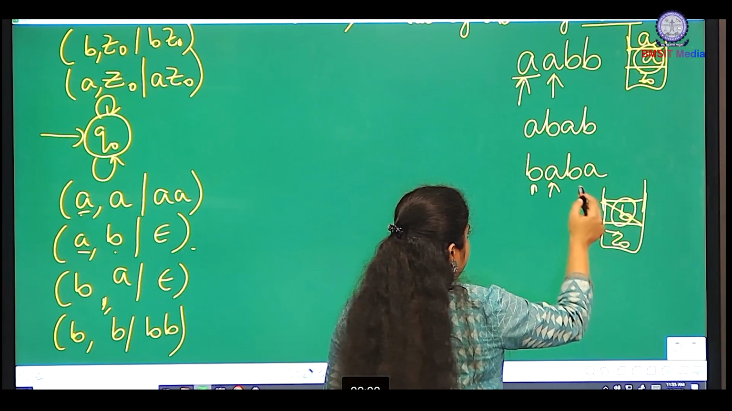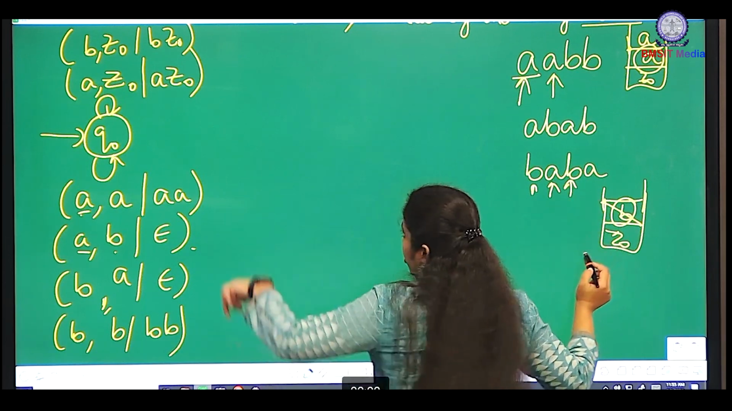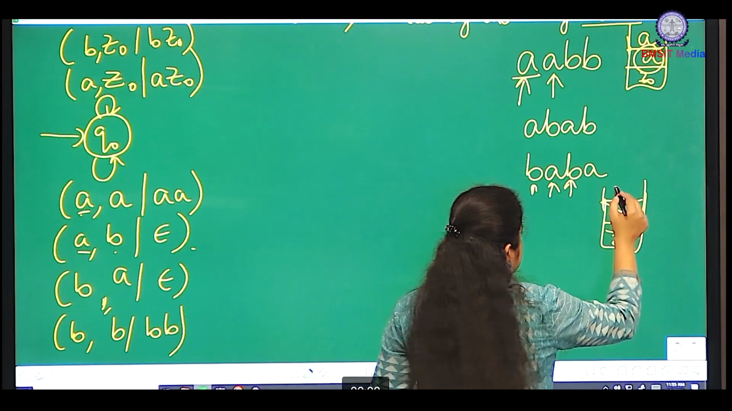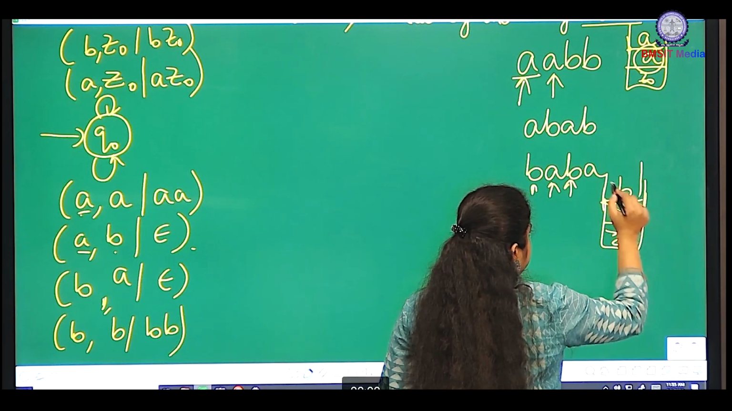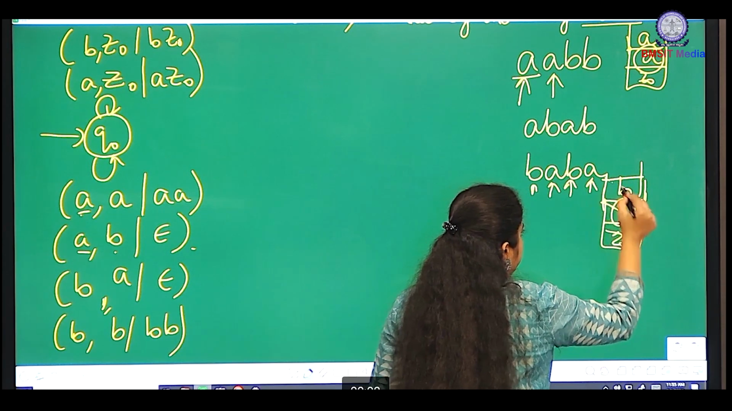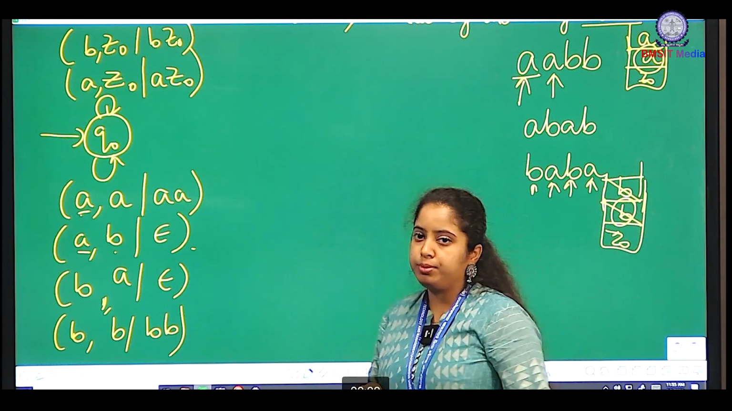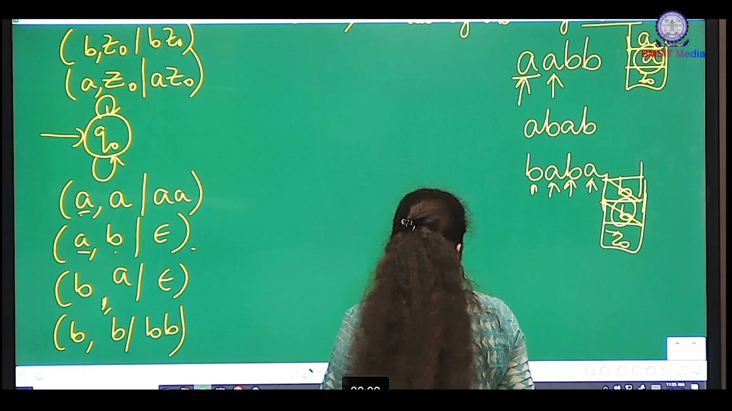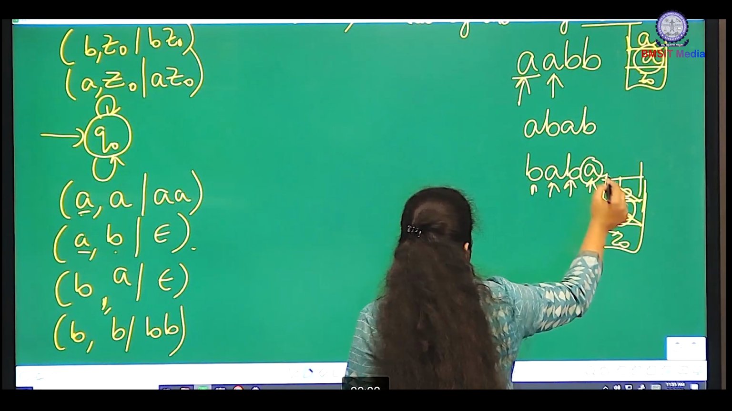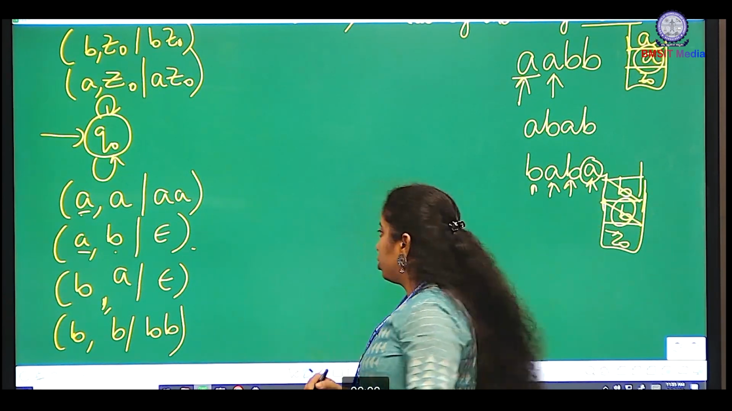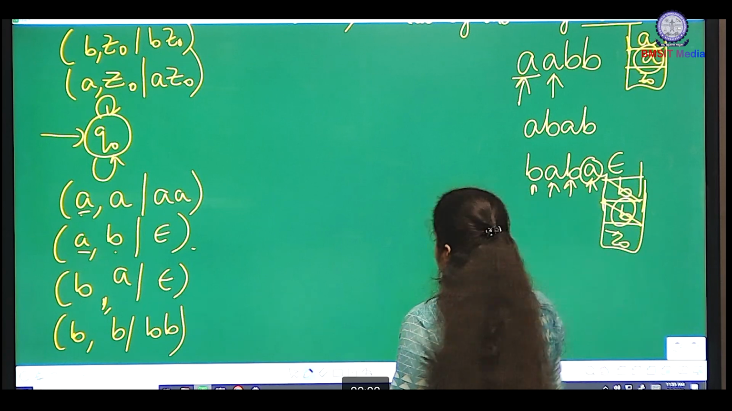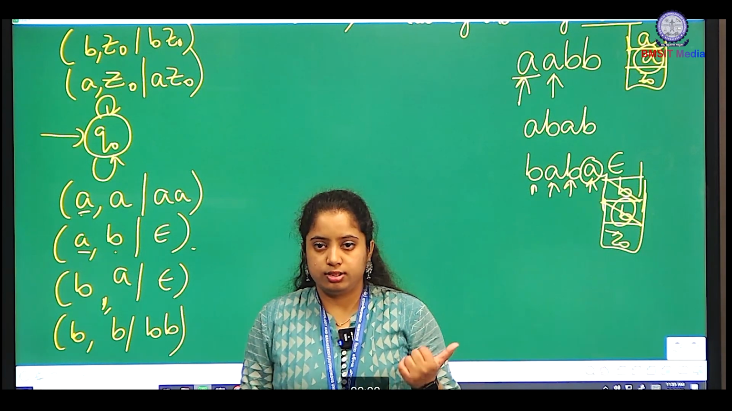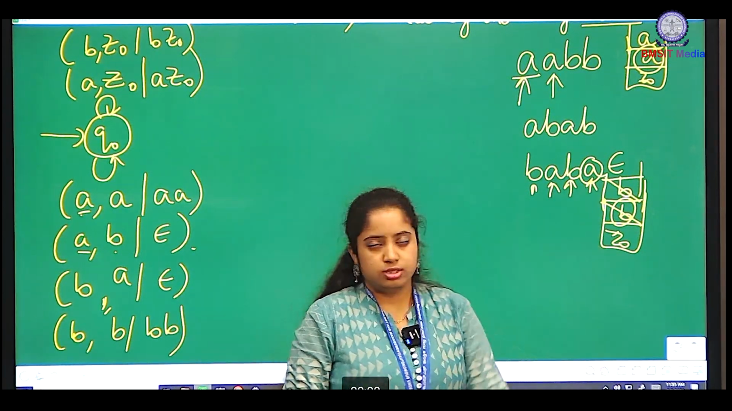So BA: again you are reading B and Z0, the very first transition, you just push B to the stack. You are reading A, pop this out. You are reading B, pop this out. So you are reading A, pop this B out, and what do you do? You have reached epsilon, the last element of the string.